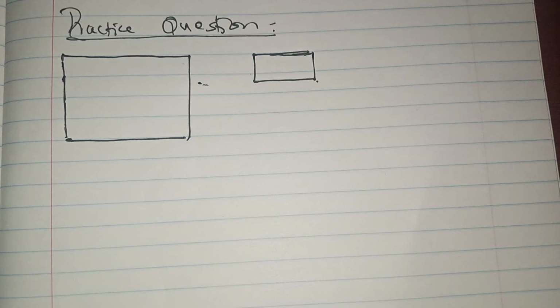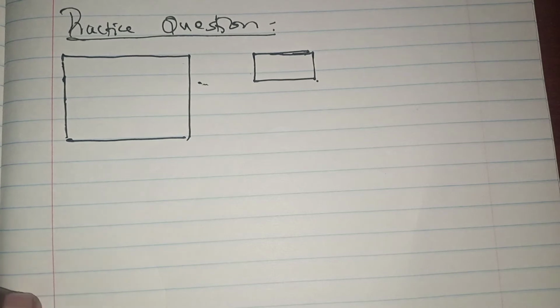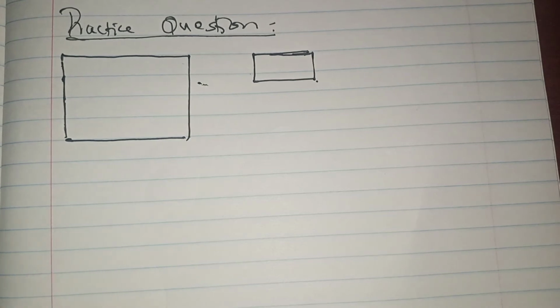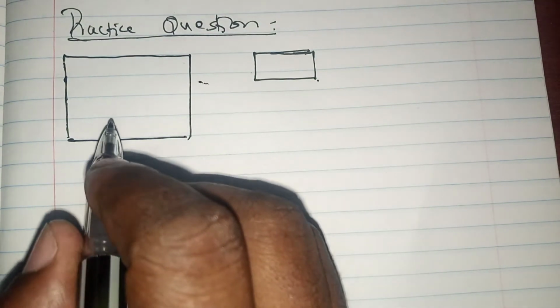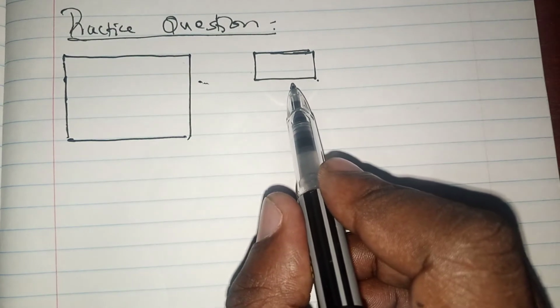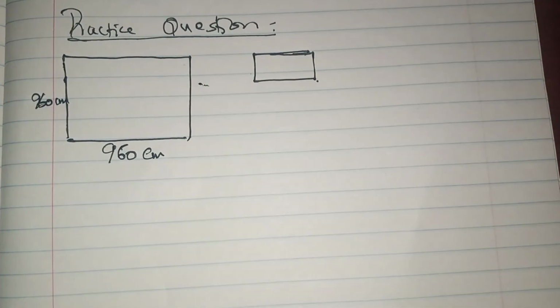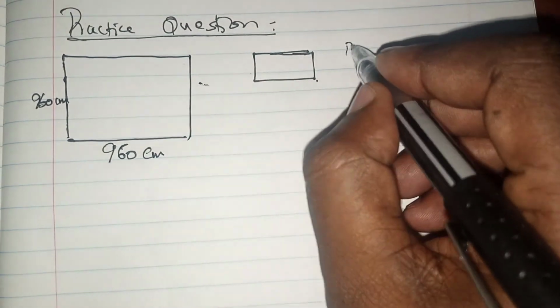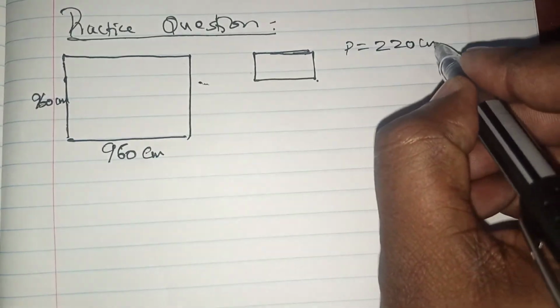Along the breadth, if the length of the floor is 9.6 meters, and we understood that the floor is the one which is square in shape, so 9.6 meters, and because the dimensions of the tiles are given in centimeters, we need to change this into centimeters as well. So 960 centimeters, 960 centimeters. And the perimeter of the tile itself is 220 centimeters.